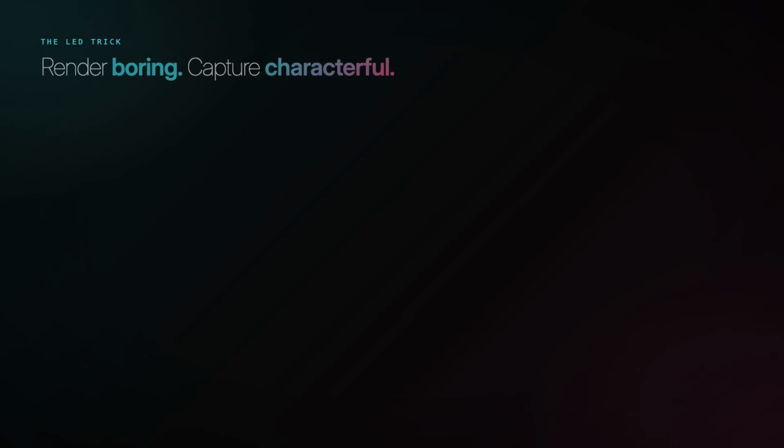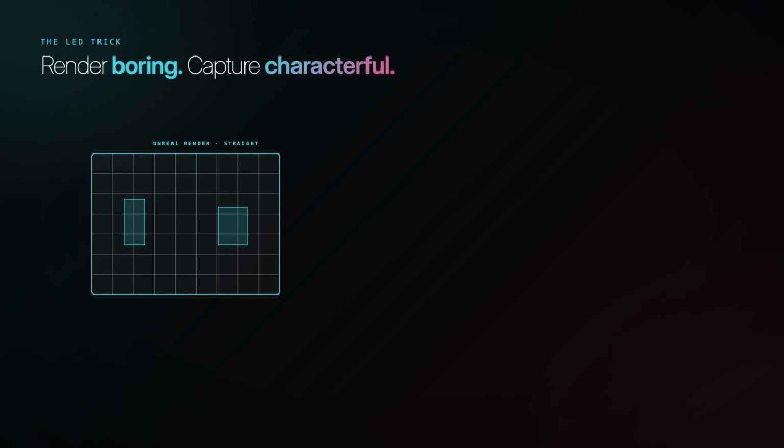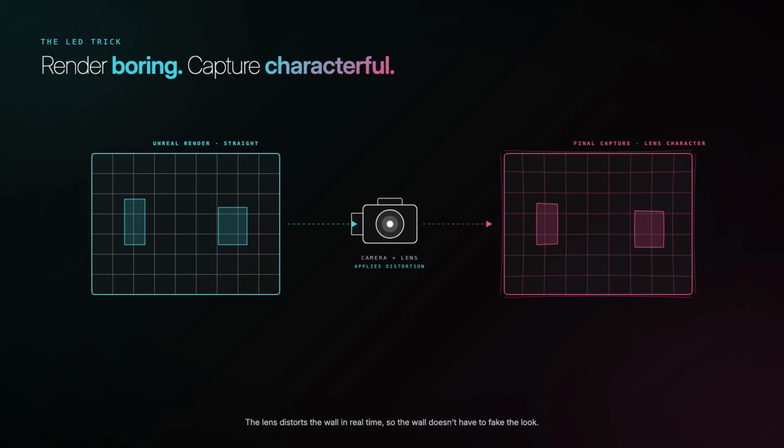When you're dealing with LED panels, whatever fancy, creative lens with its characteristics you have, you can replicate that. You basically render the background the same. So you can basically output on that LED wall a very boring, straight lines, perfect kind of shapes, and boring picture, because your camera will distort and will apply the personality of the lens in real time.